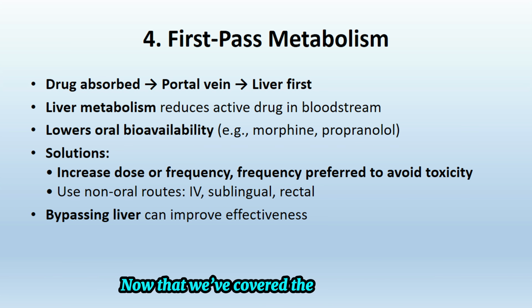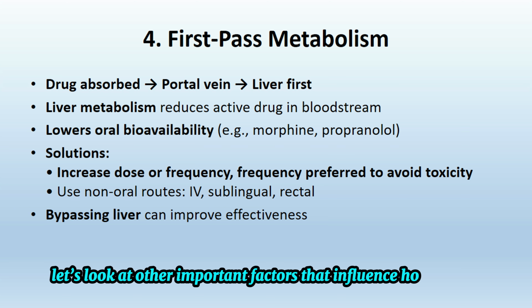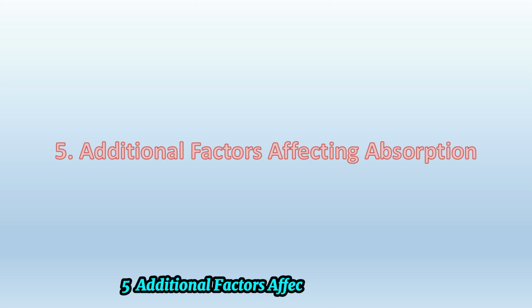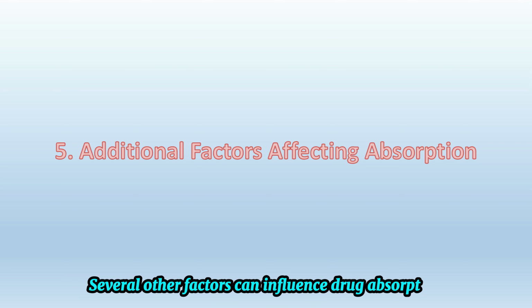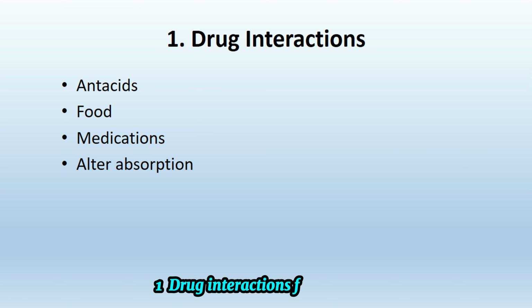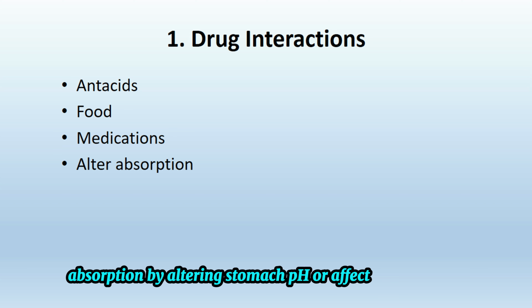Now that we've covered the liver's impact, let's look at other important factors that influence how well a drug is absorbed. 5. Additional factors affecting absorption. Several other factors can influence drug absorption. 1. Drug interactions, for example, antacids, food, or other medications can either delay or enhance absorption by altering stomach pH or affecting transport proteins.